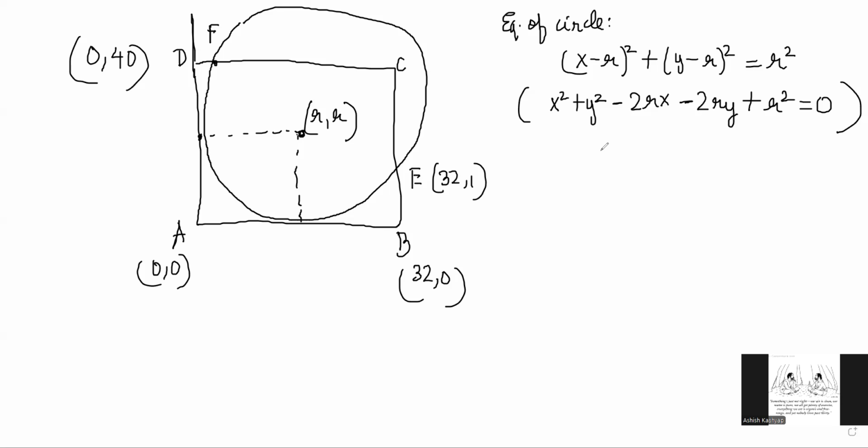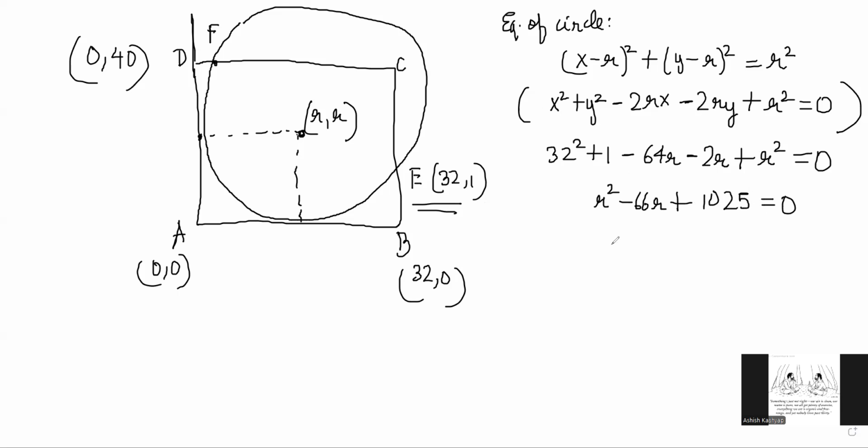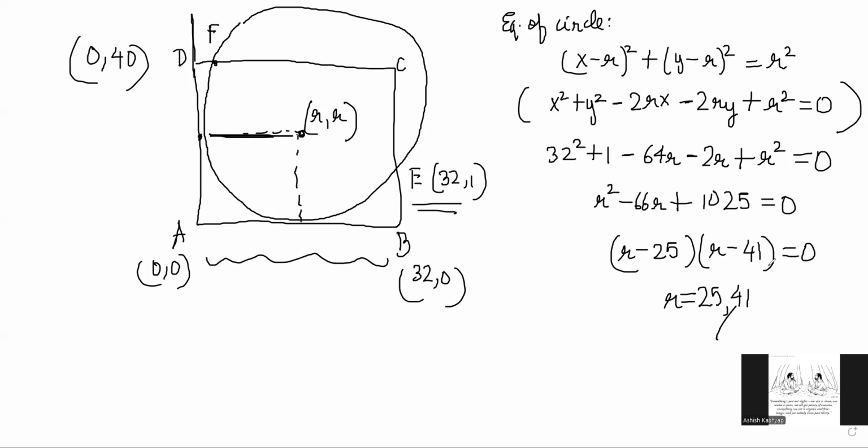And I know that E is a point on the circle. (32, 1) is a point on the circle. So let's use that to find out the radius of the circle. So we'll put 32 square plus 1 minus 64r minus 2r plus r square is equal to 0. And this equation becomes r square minus 66r plus 1025 equals 0, since 32 square is 1024. And this can be factorized. It is (r minus 25)(r minus 41). So the radius of the circle can be 25 or 41. Obviously, since the radius is smaller than the length of this side, we have to reject the 41 answer. So the radius of the circle is 25, right? So that is the first part of the problem. We have found the radius of the circle.